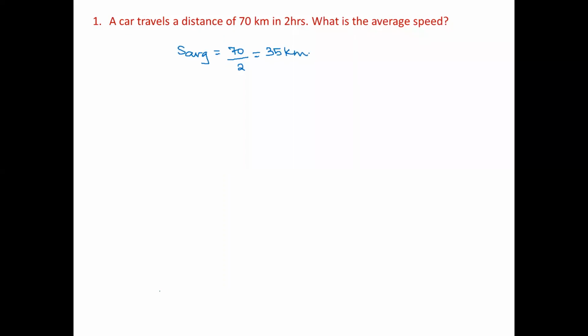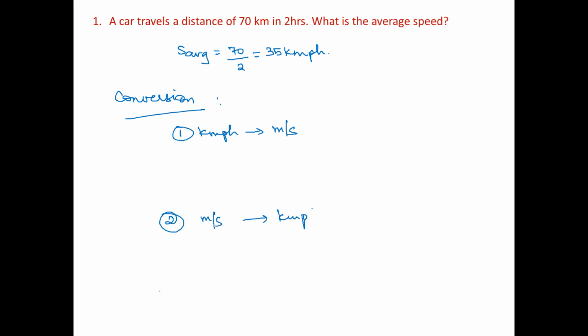Right. I'm going to tell you one thing over here so that the concept is clear. Make a heading: conversion. First conversion is kilometer per hour to meter per second. Second conversion is meter per second to kilometer per hour. Suppose you want to convert kilometer per hour to meter per second. Write down 1 kilometer per hour. Kilometer can be written as 1000 meters. Hours can be written as 3600 seconds.